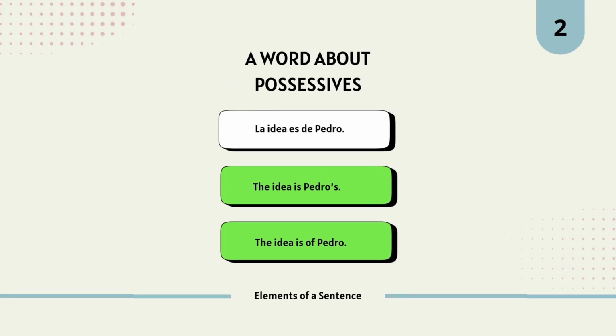Quick word about possessives. You can see the translations above are not exact. There is no apostrophe in Spanish, so when you think of Pedro's idea, for example, in Spanish the structure is la idea es de Pedro. The idea is of Pedro. Make sure you understand this concept and use whichever English translation seems clearest to you.